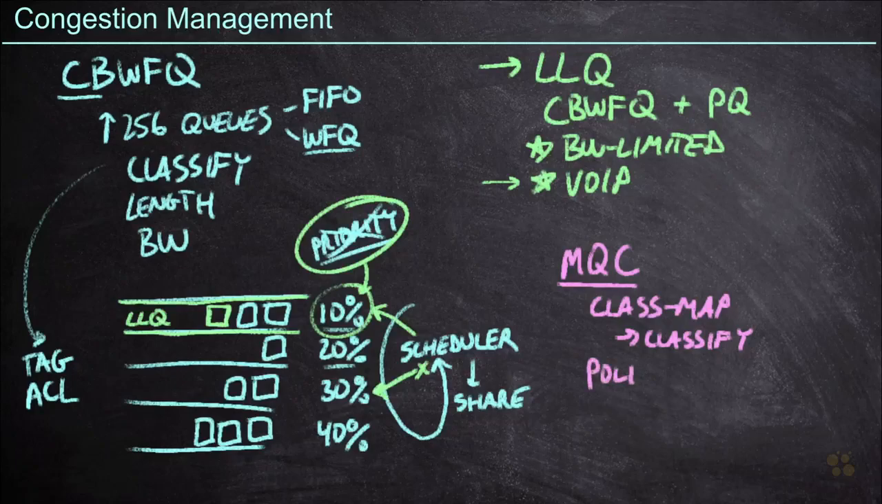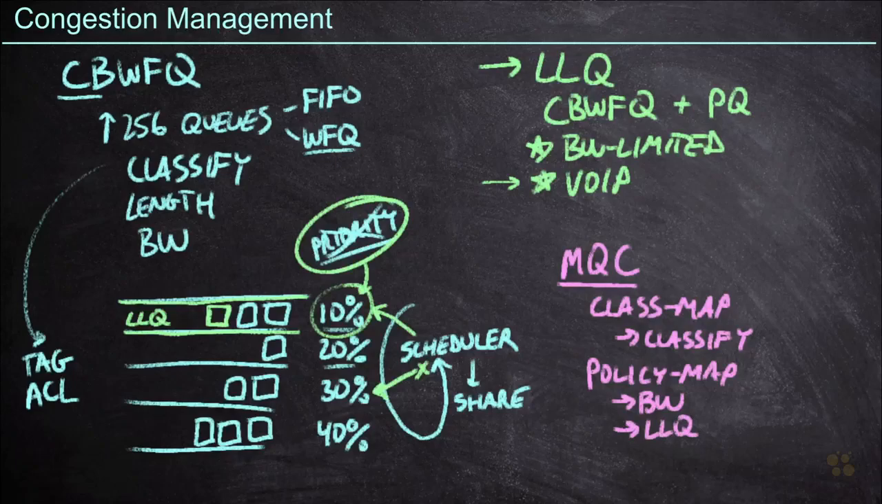Next, we use a policy map. The policy map is going to apply, you guessed it, policies to the individual queues that we've defined in the class map. So some of our policies might be bandwidth reservations. And this is where we would assign a queue the low latency queue status.